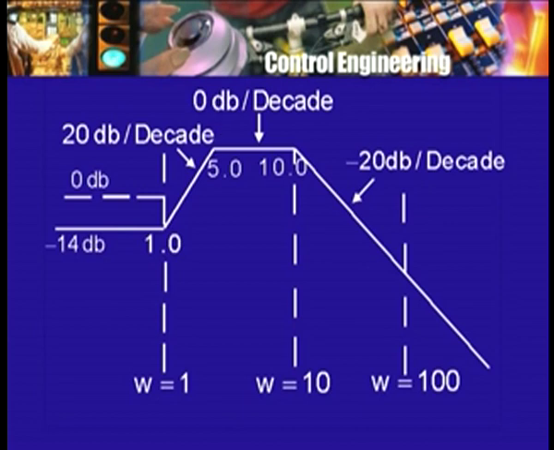So, I have to add and subtract, and it is not really worth doing it. This is horizontal at the level of minus 14 dBs, then sloping at 20 dB per decade, positive slope, up to the corner frequency of 5, then horizontal again up to the corner frequency of 10, and then finally sloping downwards at minus 20 dB per decade. That is a good approximation.